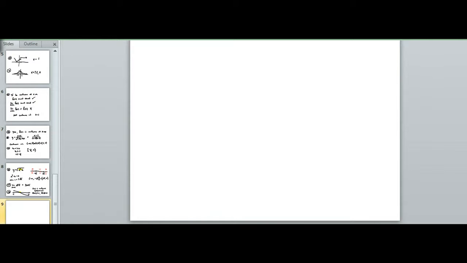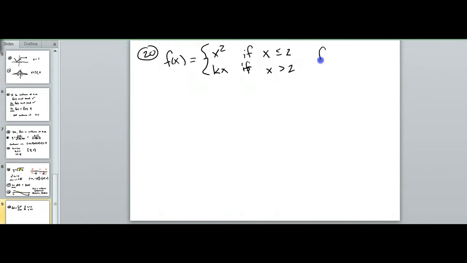Alright, and then 19 and 20. I'm going to actually do 20 first because it's tougher than 19. Alright, 20 says f of x equals this piecewise function, x squared if x is less than or equal to 2, and k times x if x is greater than 2. Alright, and it wants to find k to make this continuous.